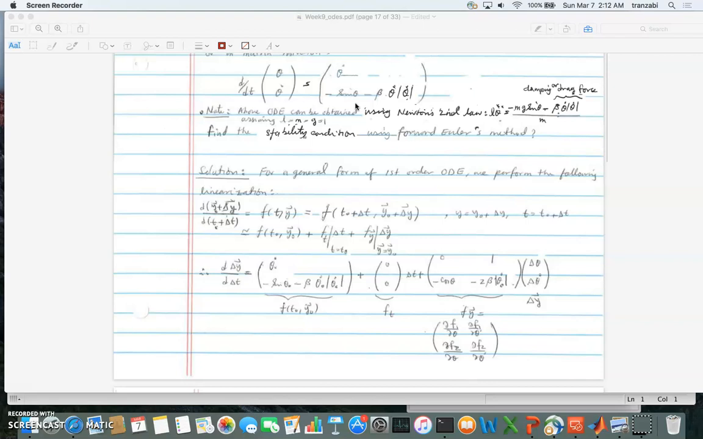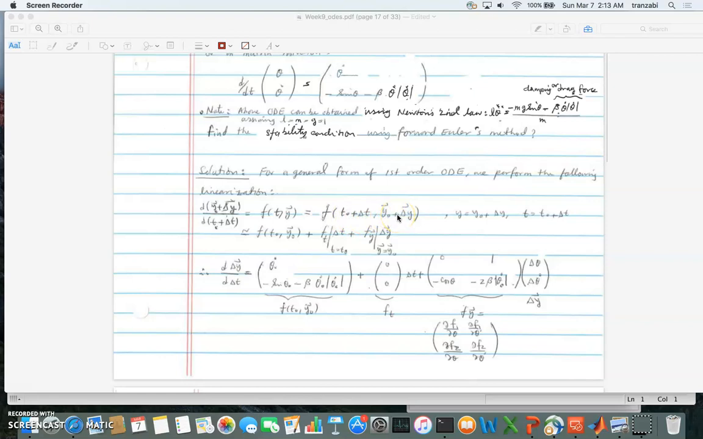Okay, so the approach is the following. This is a nonlinear equation, so we have to first linearize it. By linearization, that means we have to follow a general definition of a linearization of a function with respect to two variables. Let's say we have t and y, two variables, and f is a function of these two. We want to approximate the function at t naught plus delta t and y naught plus delta y, about t naught and y naught.